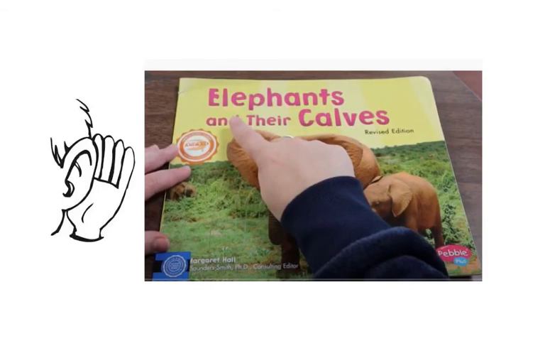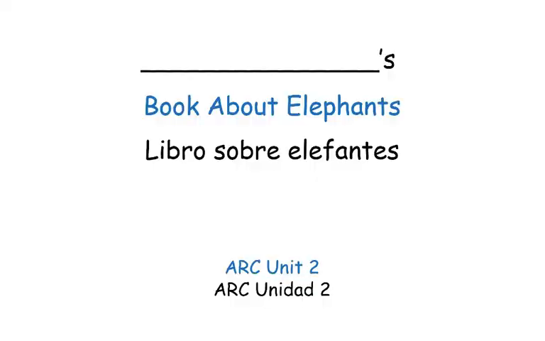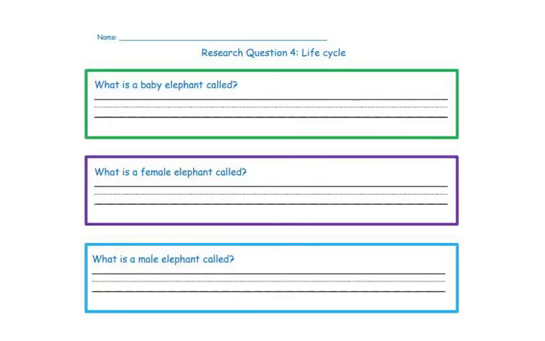And to do that, you're going to listen to this book here. I recorded it for you. It's called Elephants and Their Calves. And it's going to give you lots of information about when elephants are babies and what they look like when they're adults. So in your books, here's where you're going to answer your questions. Baby elephant, female, and a male. I would like this written in a full sentence.